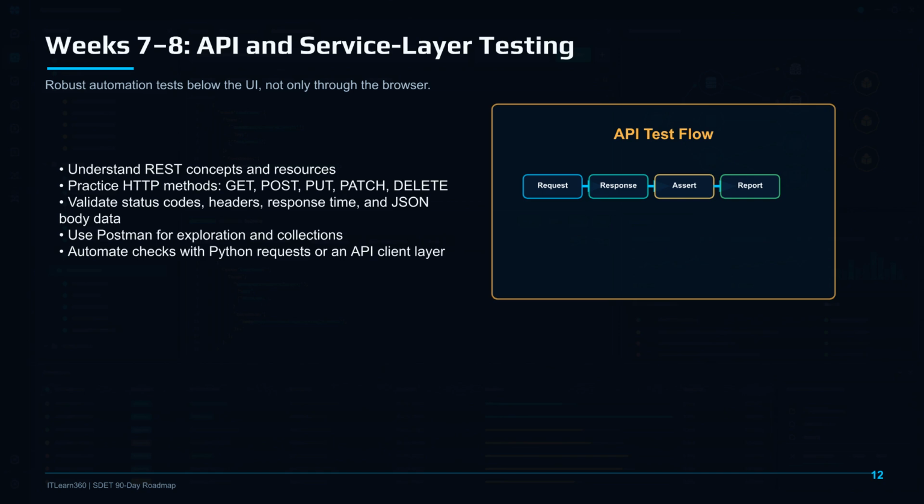Use Postman to explore APIs manually. Send GET, POST, PUT, PATCH, and DELETE requests. Observe the response status, headers, body, and error messages. Then automate those checks using Python requests or a reusable API client layer inside your framework. A practical API test flow is simple. Send the request, receive the response, assert the expected behavior, and report the result. Once you understand the basic API flow, let us look at the common patterns your API tests should cover.